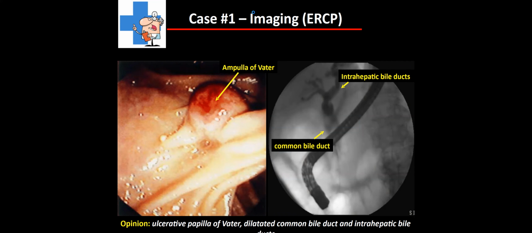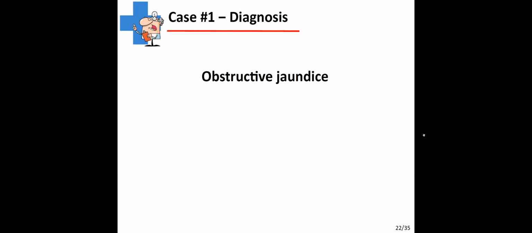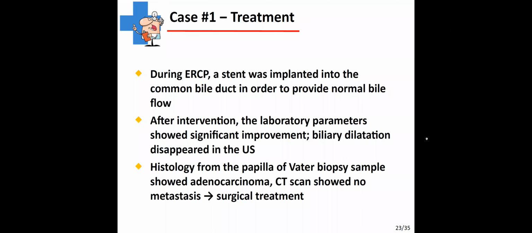After we put the dye into this common bile duct, staining it, you see that right here we have some kind of obstruction. By visualization you can see this papilla, an ulcerative papilla, the ampulla of Vater, a dilated common bile duct, and intrahepatic bile ducts. So this is the diagnosis: obstructive jaundice.